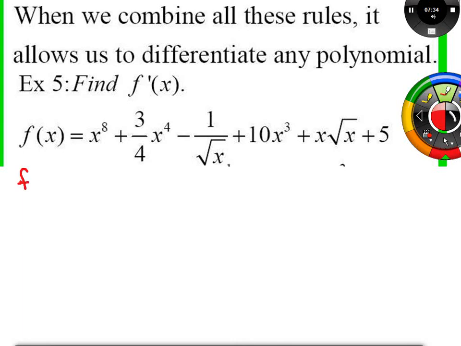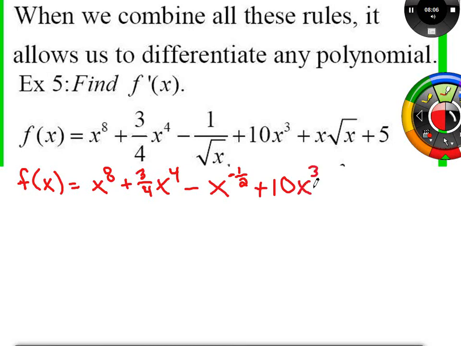So I'm going to rewrite this function. This one's okay, this is x to the 8th, so I'll just rewrite it. And this one's okay. This one's not okay, so I'm going to have to say that this would be x to the... Now this is x to the 1/2, but the fact that it's on the bottom and I want to put it to the top, I have to make it x to the negative 1/2. Make sure you're comfortable with radicals and changing them to fractional exponents. That's going to be important.